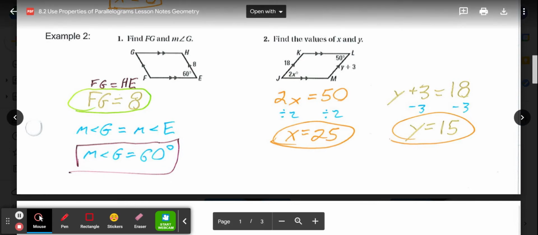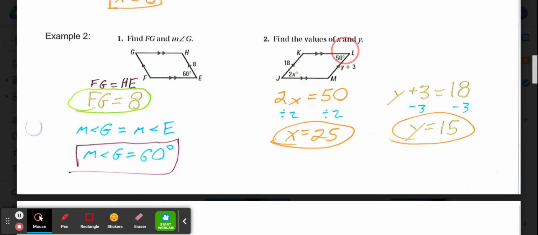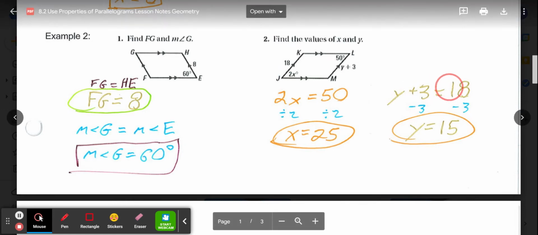And then number 2 here, they want us to find the values of x and y. So in this case, 2x is the measure of angle J, which equals angle L of 50 degrees. So 2x equals 50, divide by 2, and x is 25. Then to find the value of y, side LM here would be equal to JK, which is 18. So y plus 3 equals 18. Subtract 3, and y would equal 15.